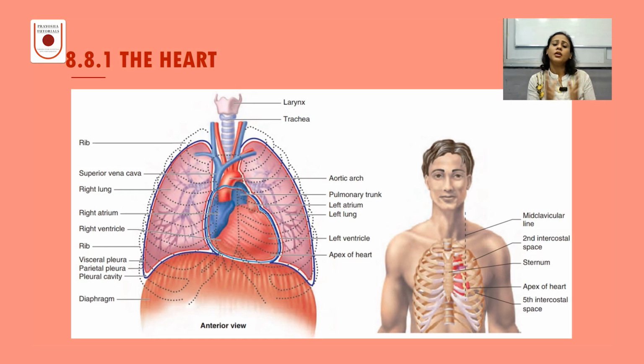Now let's come to the heart diagram. The heart is a part or a structure which is located between the two lungs, and it is resting on the diaphragm. So this diagram is going to help you remember exact location of the heart. It is protected by the rib cage, as you can see.